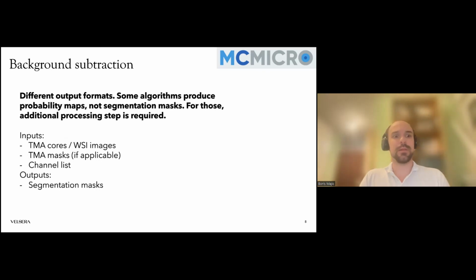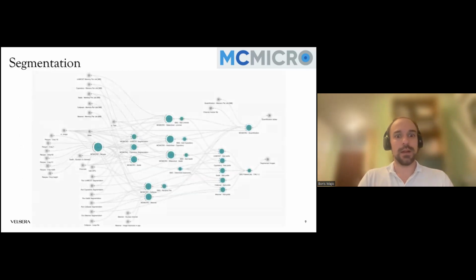These segmentation algorithms have different output formats. Some of these will create probability maps. Others would create segmentation masks. And in order to make the further downstream analysis possible, all of the probability maps are converted into segmentation maps. This is the inner segmentation workflow of MCMICRO.